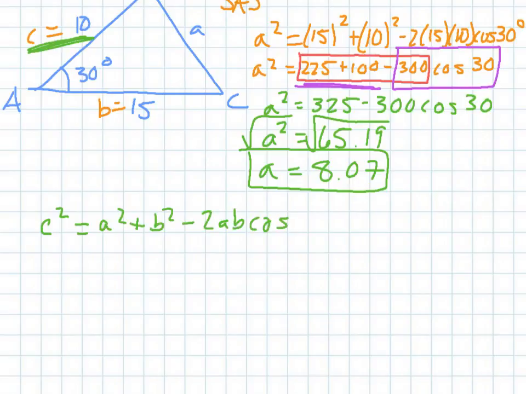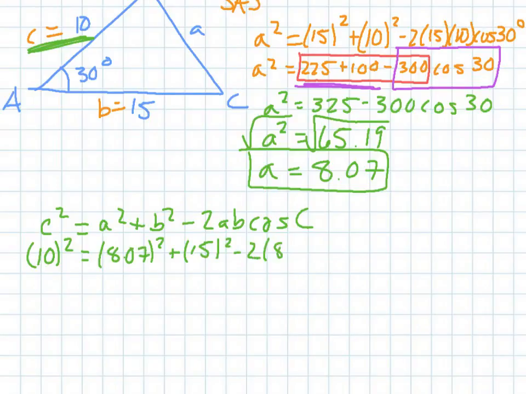Remember, you use the one that you want to use. You can use the one with angle B if you want. That's up to you. But here, if I choose C, c squared equals 10 squared. Now I'm going to use the 8.07 that I just found, and then plug in the 15 squared minus 2 times 8.07 times 15 cosine of C.